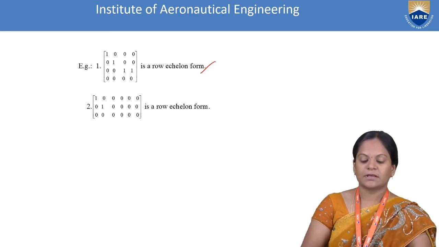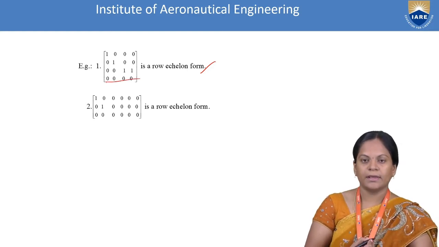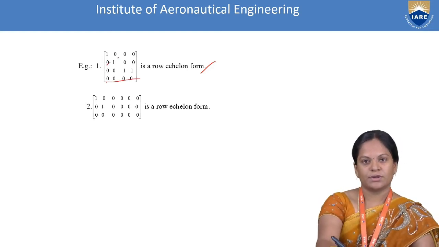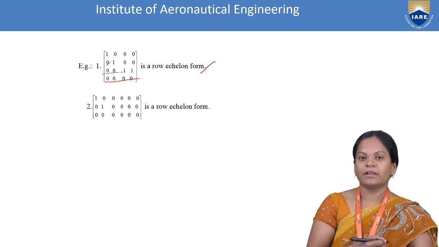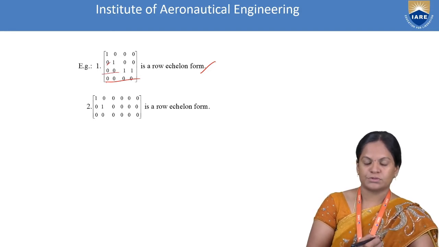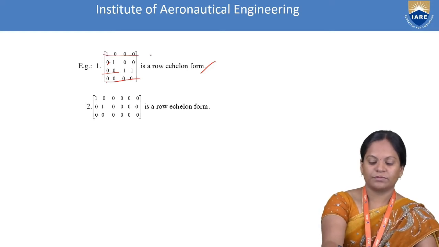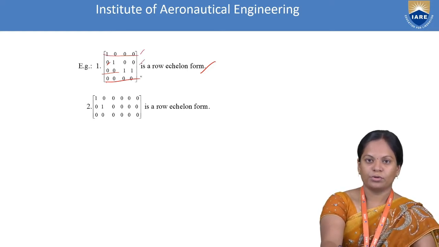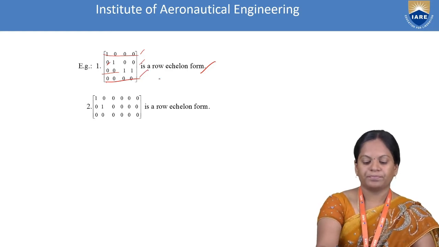So in the first example, we have a zero row, which is after the non-zero rows only. In the second row we have one zero, and in the next row we have two zeros. So definitely it is an echelon form. And the rank is the number of non-zero rows. Here we have one entry in each, so 1 row, 2 rows, 3 rows. How many non-zero rows? 3 non-zero rows. Then the rank is 3.